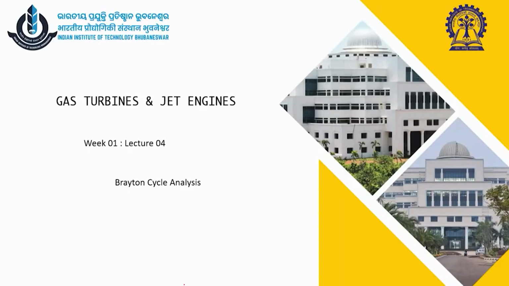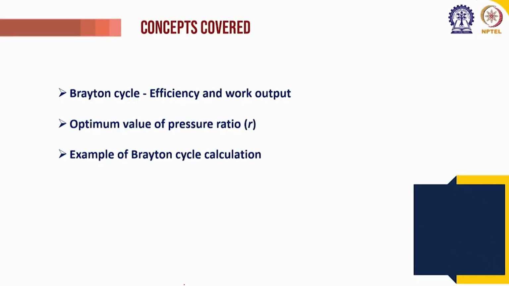Hello everyone and welcome to lecture 4 of our course on gas turbines and jet engines. In today's class we are going to revise the concept of Brayton cycle efficiency and work output. Then we will try to find whether there is an optimum value of the pressure ratio which gives us the maximum work output, and then we will solve an exercise problem which showcases the Brayton cycle calculations.